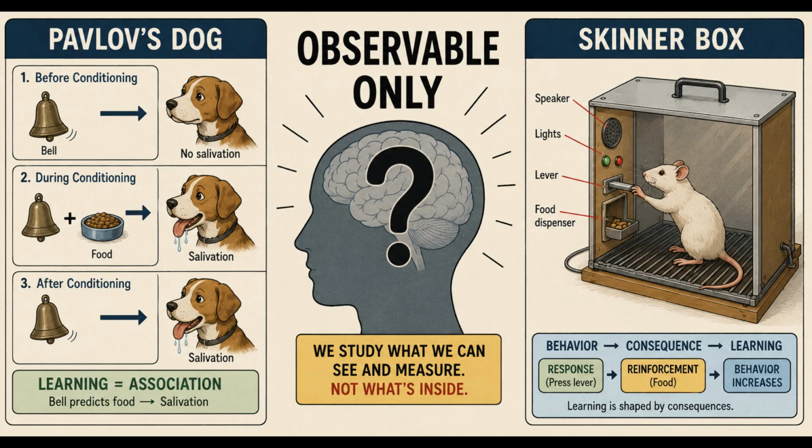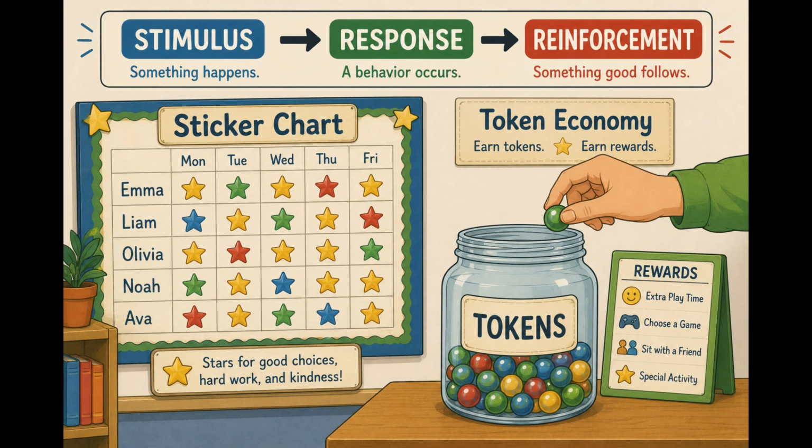Here's how it works. You give a stimulus, the learner responds, and then you provide a consequence. If the consequence is positive, like praise, a sticker, or extra break time, the behavior gets reinforced. If it's negative, like losing privileges, the behavior decreases. It's that simple. Real-world example time.